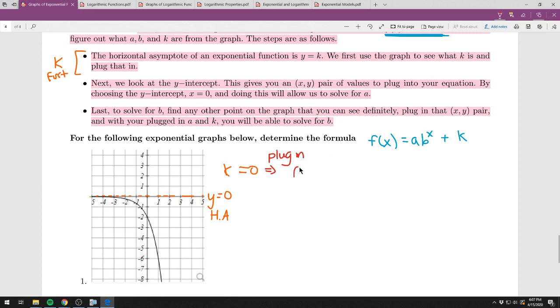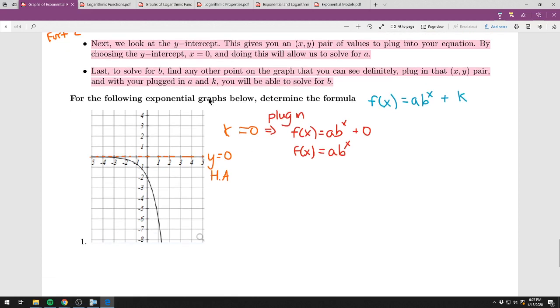Right. Once you know what k is, plug it in to our formula here. F of x equals a times b to the x. Now normally I wouldn't write plus 0, but to emphasize what we're doing, we're plugging in k equals 0. And now I'm going to just not write that 0 in. F of x equals a times b to the x. Right. The second thing you want to do is look at the y-intercept. The y-intercept is like when we plug in x equals 0, that will let us solve for a. Right, so the next thing we want to plug in is the y-intercept. Our y-intercept here is x equals 0 and y equals -2.